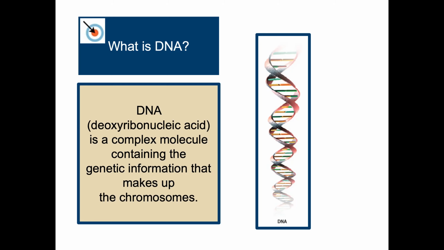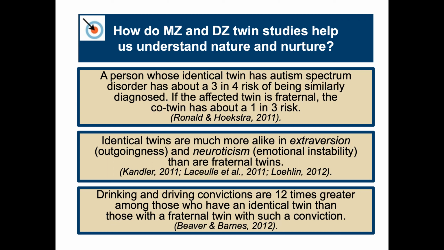Identical twins are much more alike on some of the personality characteristics of the big 5 inventory, such as extroversion, which is outgoingness, and neuroticism, which is emotional instability. So there seems to be a pretty strong genetic link to some of those underlying personality characteristics, which is really fascinating because a lot of us are like, what? Our personalities have a genetic link, and it appears so.